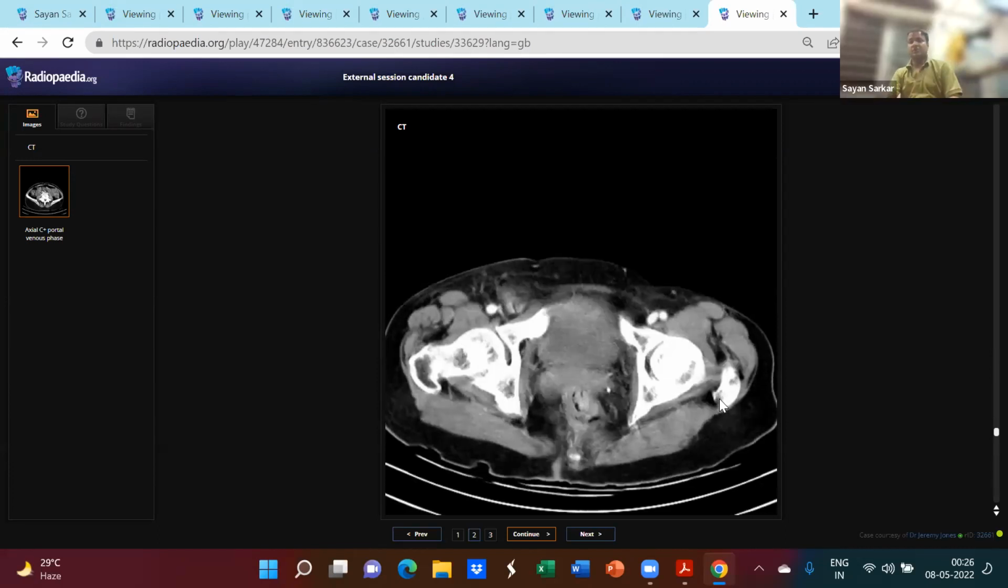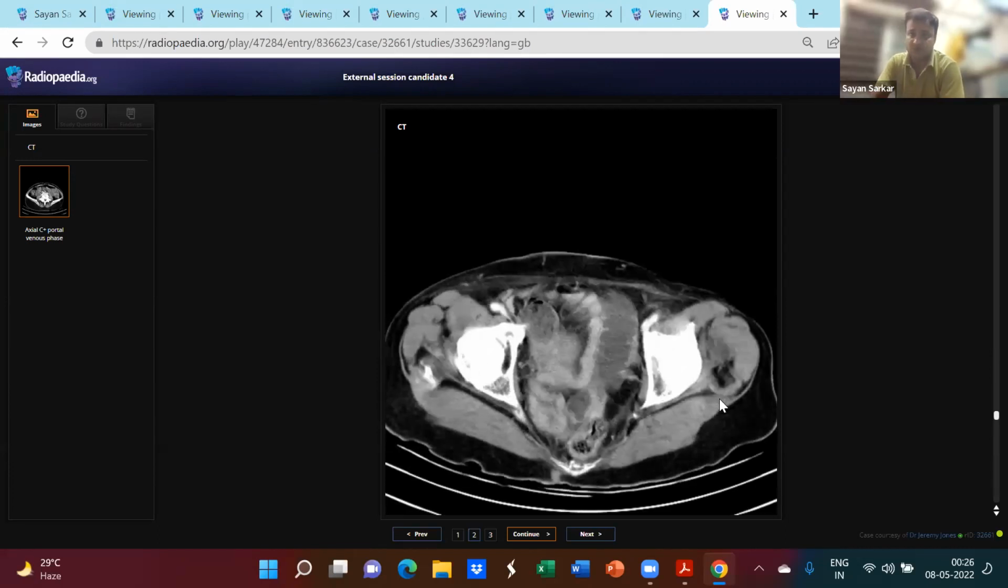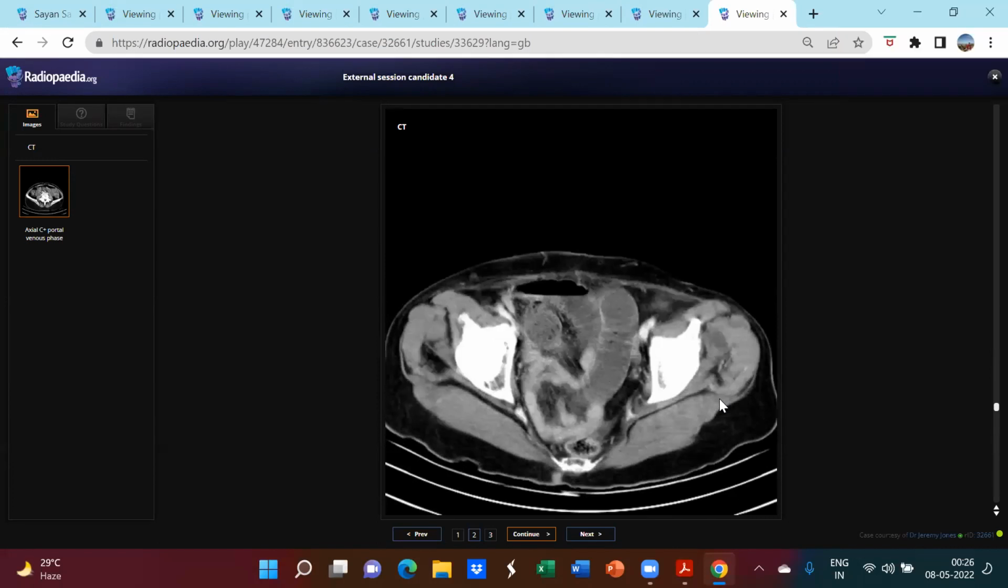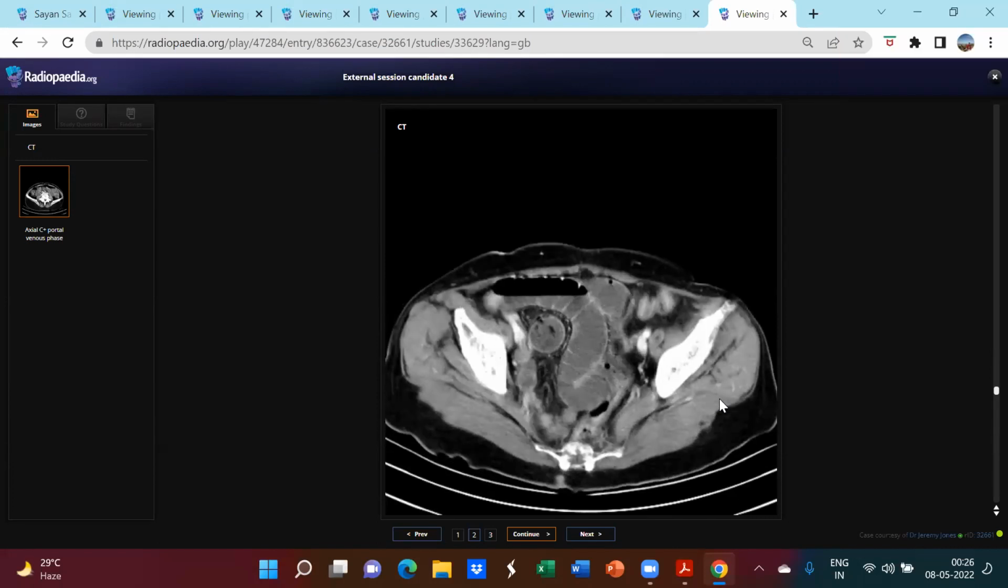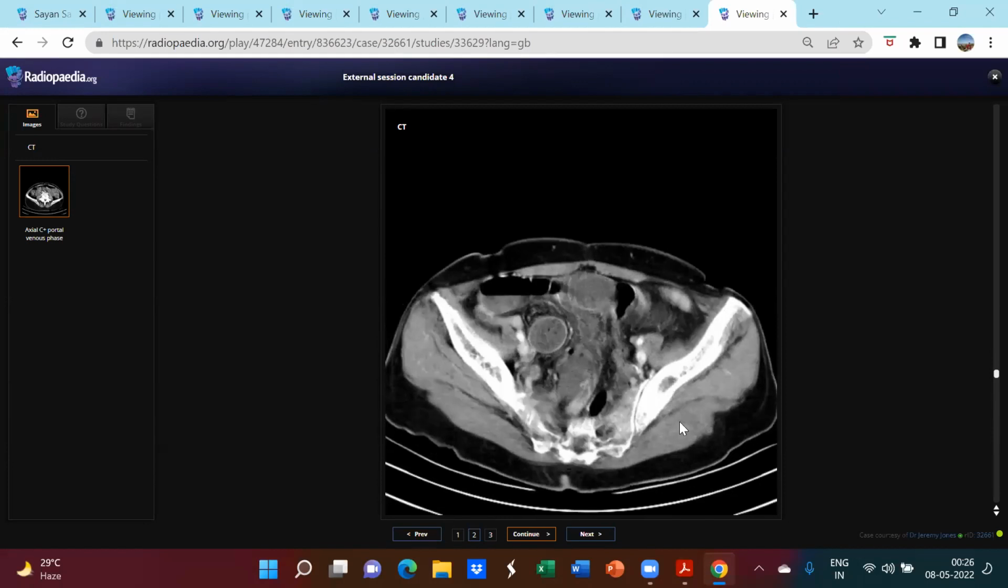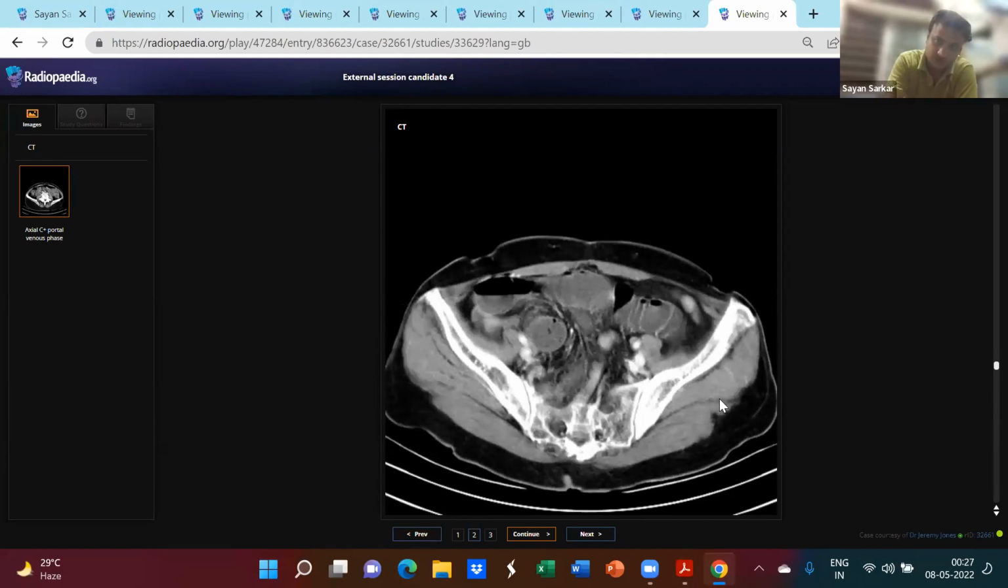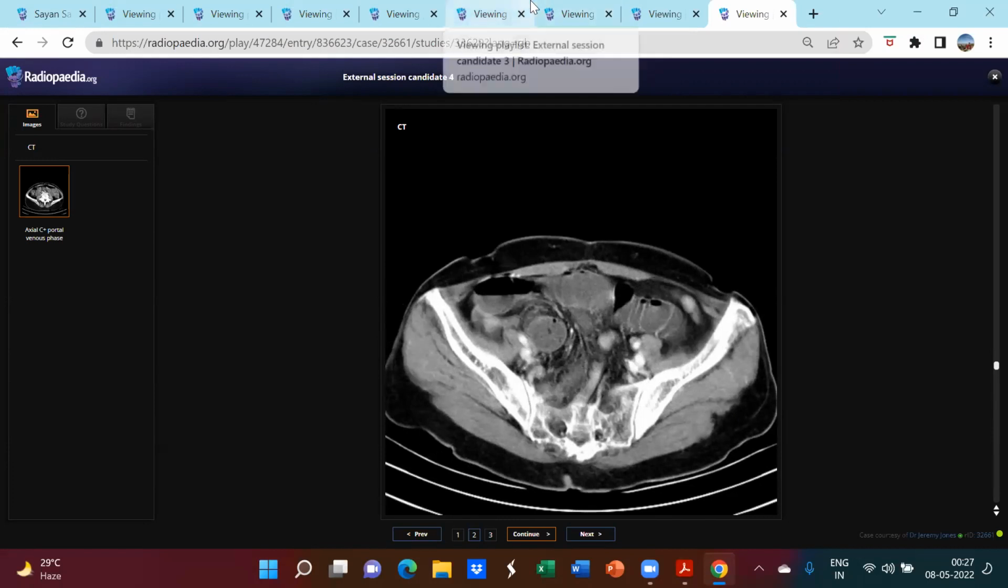So how will you take this case forward? Immediately call the emergency physician and take the surgical team on board. You can stop scrolling. Don't scroll. The small bowel obstruction has to be relieved urgently, and the patient has to be taken care of by the surgical team.